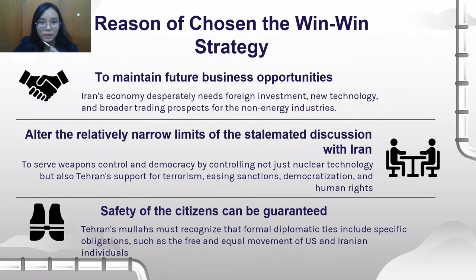The win-win strategy that is used by Iran and the US is to maintain future business opportunity. For instance, Iran's economy needs foreign investment, new technology, and broadened trading prospects for the non-energy industry. Having recovered trade partners in Iran, export of oil, agricultural products, and grocery goods increased when the sanctions were withdrawn. This was due in large part to the fact that the EU has become a major buyer of Iranian commodities. Thus, a government that publicly opposes such influence would face a strong social reaction.